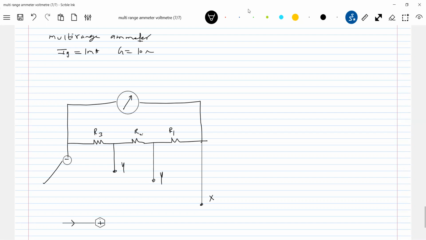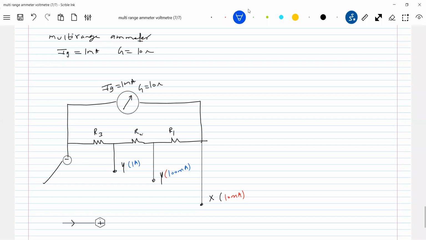Now what is the basic idea of the ammeter? As the range increases, the value of shunt should decrease. So what is the range of this galvanometer, 1 milliampere? I'll put the range of this to be, say, 10 milliampere. This will be 10 milliampere, let this be equal to 1 milliampere, and let this be equal to 1 ampere. 1000 milliampere will become 1 ampere.